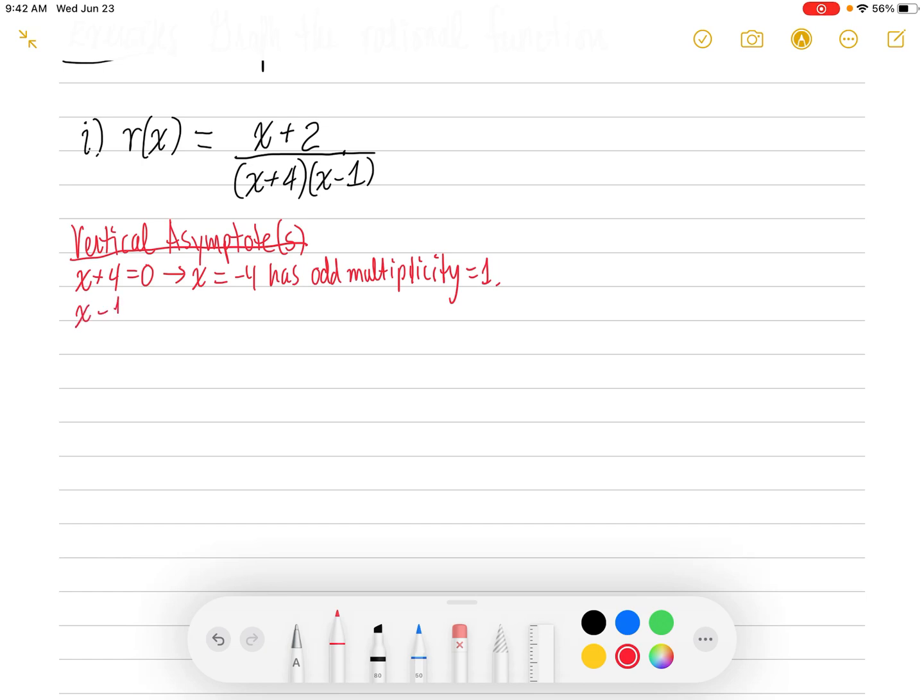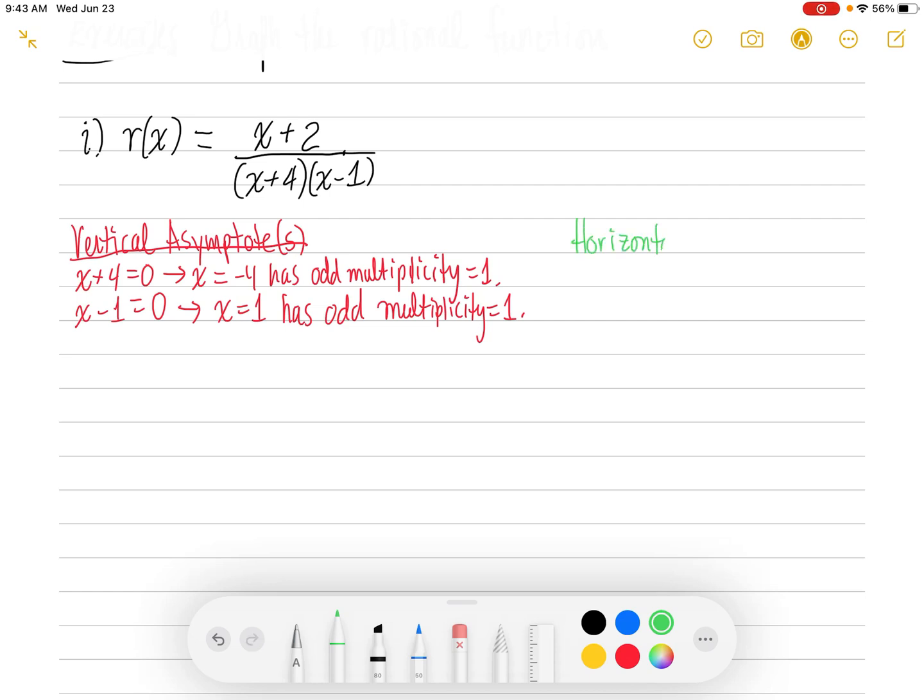Also, I'm going to do x minus 1. That's my other factor here in the denominator. I'm going to set that equal to 0. That's going to give me that x equals, add 1 to both sides, x equals 1. This one has odd multiplicity 1 as well. Why odd multiplicity 1? Well, look at the power above x minus 1. It's a power of 1.